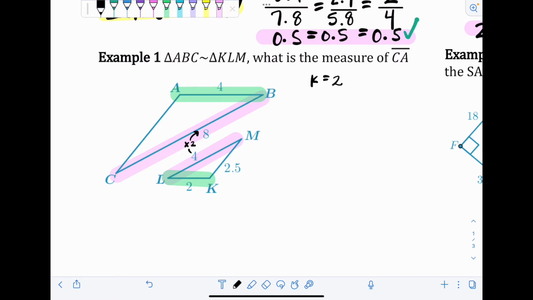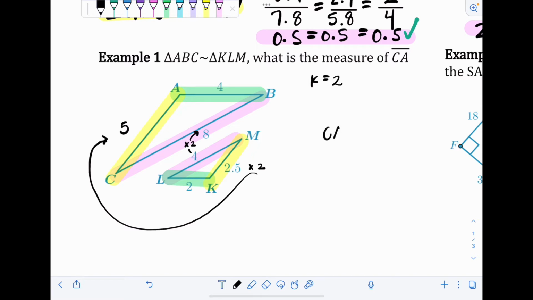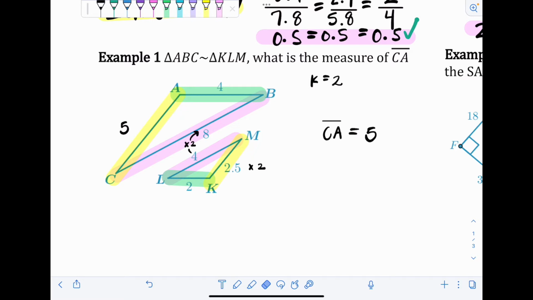So then if I want to find that missing side, we have KM, and that corresponds with AC. So I just need to take KM, which is 2.5, and multiply it by 2. And that'll tell me that AC is 5. I said AC, but order's okay. So CA or AC, however you want to write it, is 5. As soon as you know that the triangles are similar, you don't need to do the full setup with all 3 sides, setting them proportional. You just need to find what the scale factor is and use that scale factor to find the missing value.